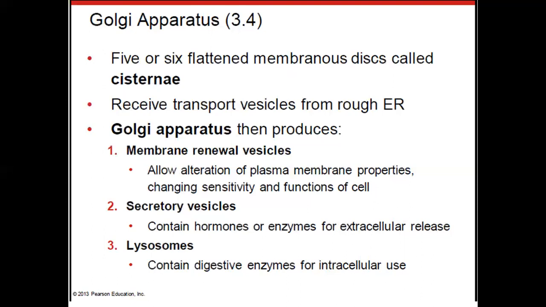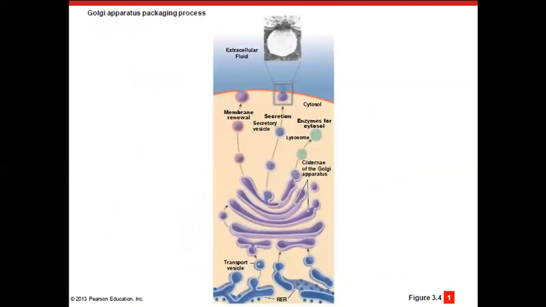Lysosomes are another type of structure that are produced in the Golgi apparatus. And lysosomes, as we mentioned earlier, contain these enzymes that the inside of the cell can use to break down substances or molecules that are not needed, or no longer needed, or would otherwise cause problems.